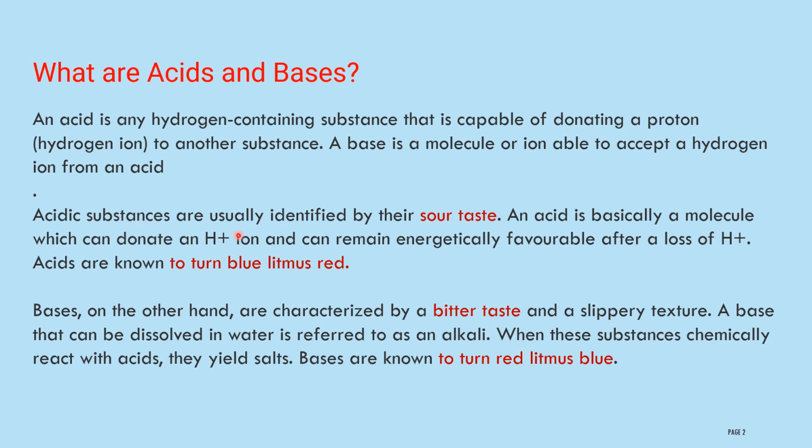Acid substances are usually identified by their sour taste. Acid normally they will be in sour taste. An acid is basically a molecule which can donate an H plus ion and can remain energetically favorable after a loss of H plus ion. Even if an acid gives H plus ion to another substance, that acid will be energetically favorable or energetically stable. Then acids are known to turn blue litmus paper to red.